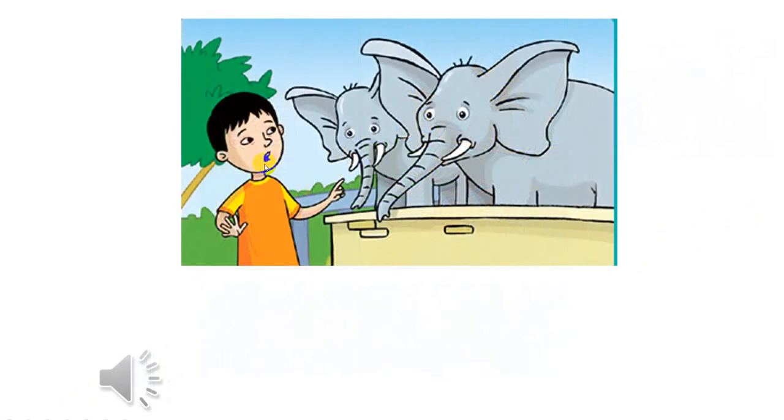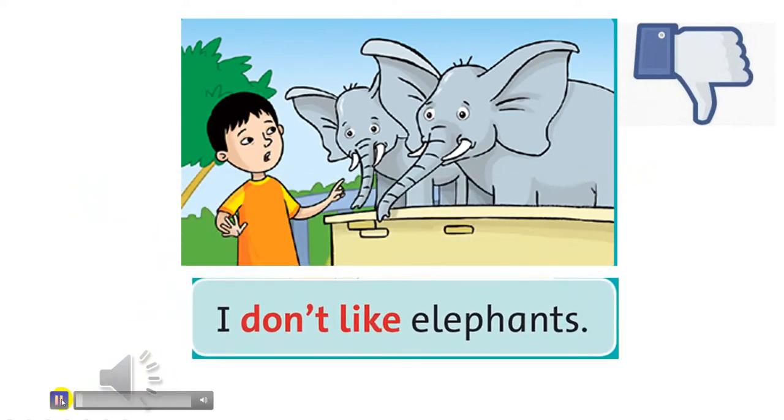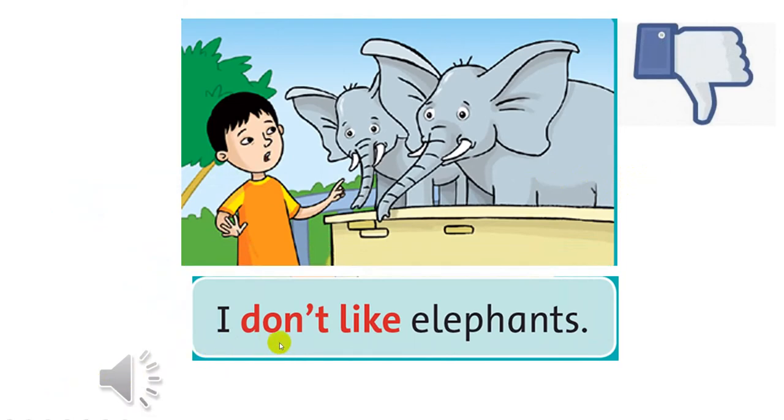Next picture. The boy is not happy. The boy is sad. I don't like elephants. I don't like elephants. Repeat. I don't like elephants.